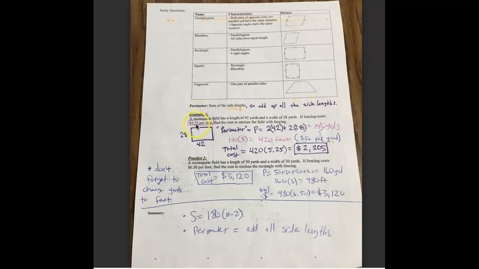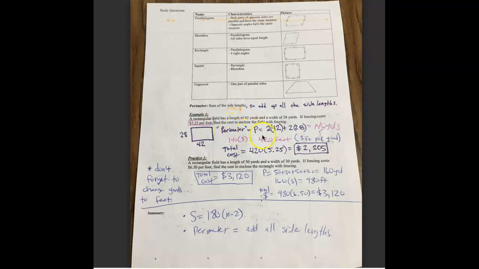Then let's see what example 1 says. A rectangular field has a length of 42 yards and a width of 28 yards. If fencing costs $5.25 per foot, find the cost to enclose the field with fencing. So right off the bat, this problem is using yards and feet. So right off the bat, I could mess this up if I don't notice that.